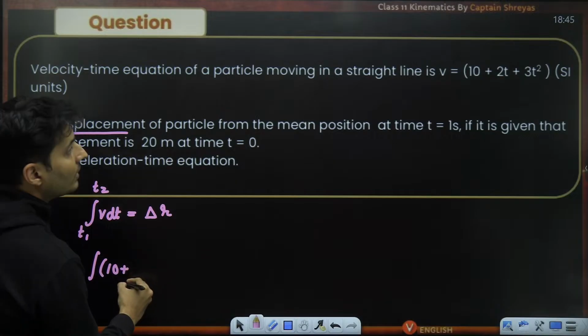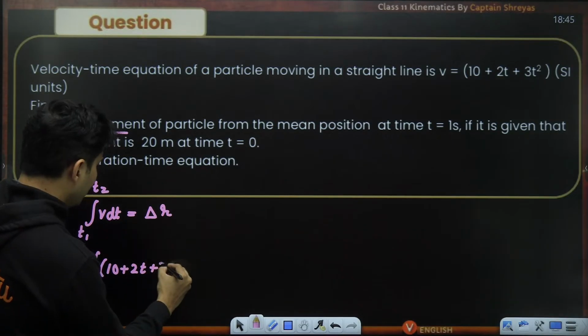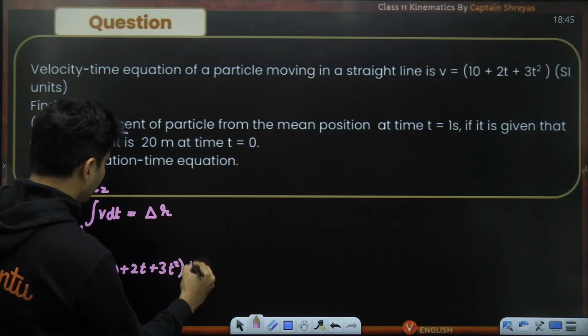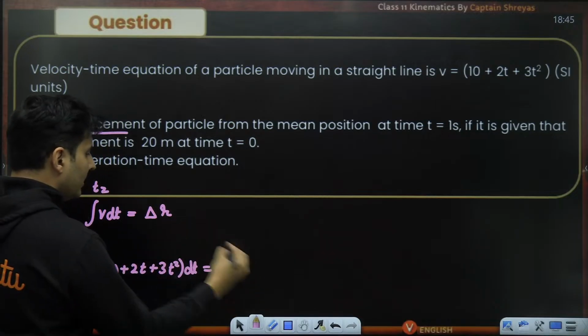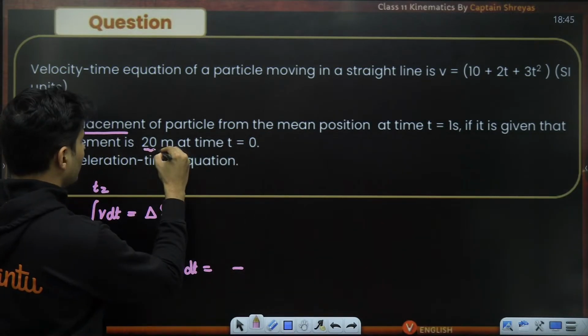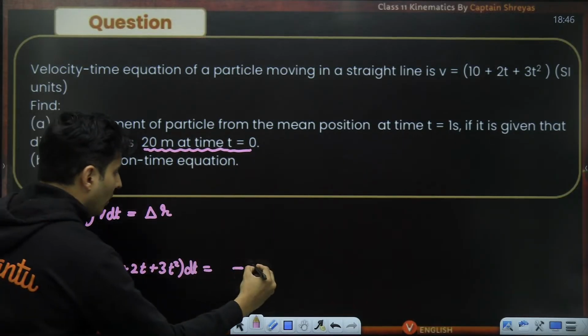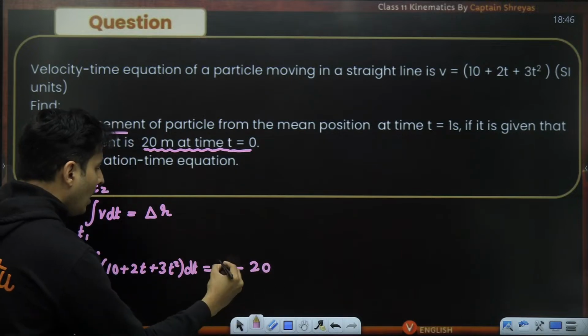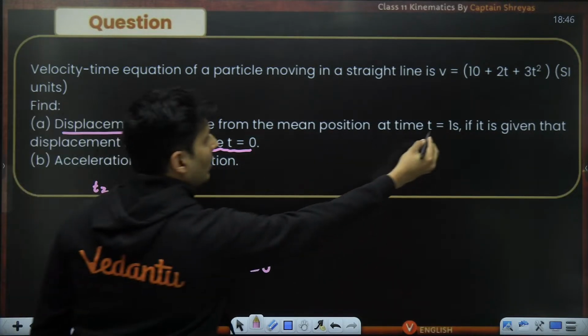10 plus, what is it? 2t plus 3t square. So many terms are there. dt will be final minus initial. Initially, you are already at 20 meters. It is already mentioned over here. So when time is 0, you are already at 20. How much is your displacement when the time is 1 second?